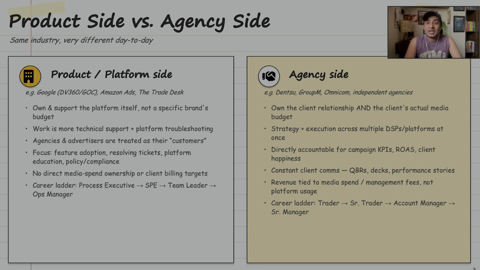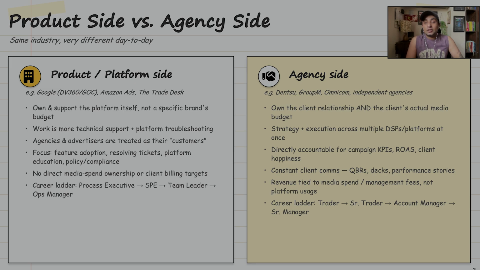Then you are directly accountable for campaign KPIs or key performance indicators, ROAS, return on ad spend, and the client happiness. Because you are representing the client and running their ads, you are directly speaking with the Google teams, Amazon teams, and you are running these campaigns. So you are responsible for clients' happiness as well. Constant client communications are done by you. You run QBRs like quarterly business reviews, you run decks, performance stories. So all that is done here in the agency side.